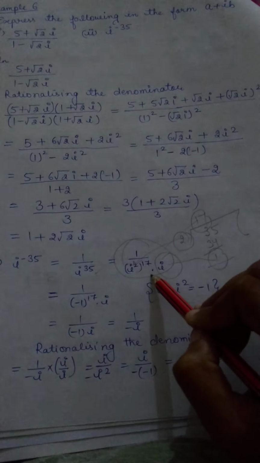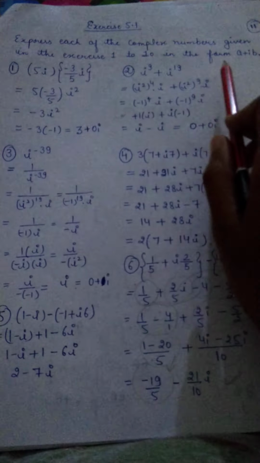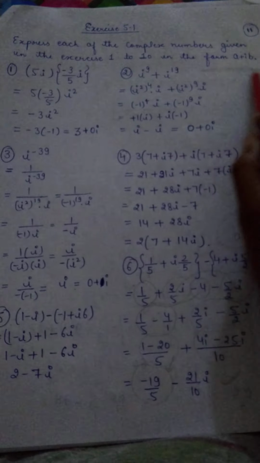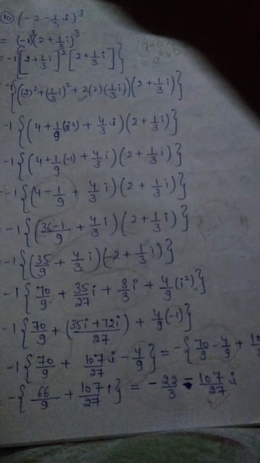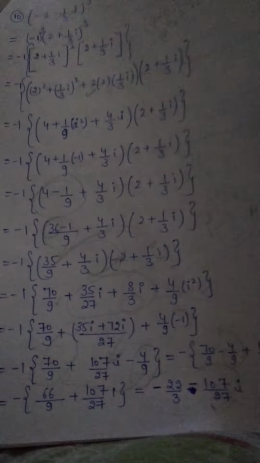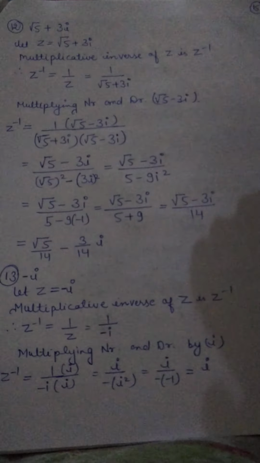And in the exercise I have told you that we have done up to question number 11. Your questions 1 to 10 are to express in the form of a plus iota b. And then from your question number 11 is how to find the multiplicative inverse.